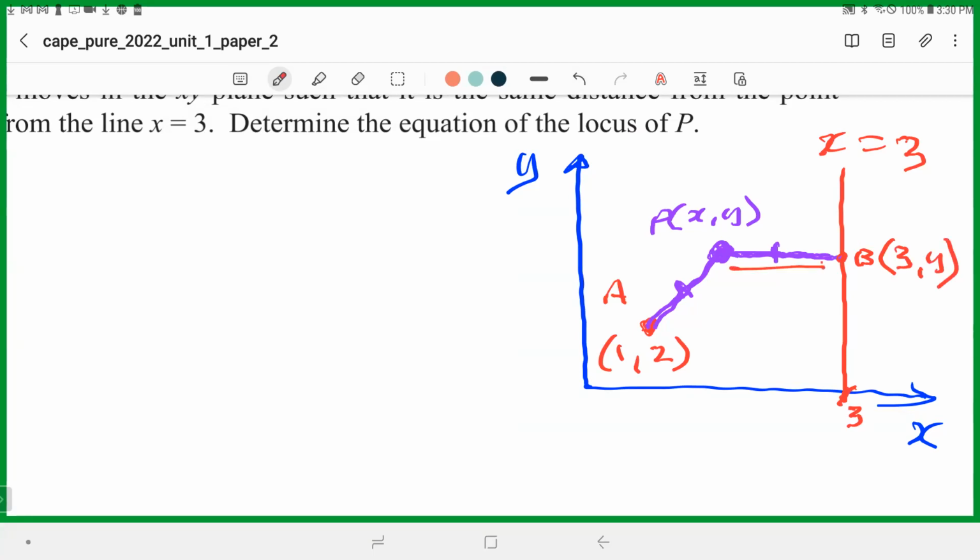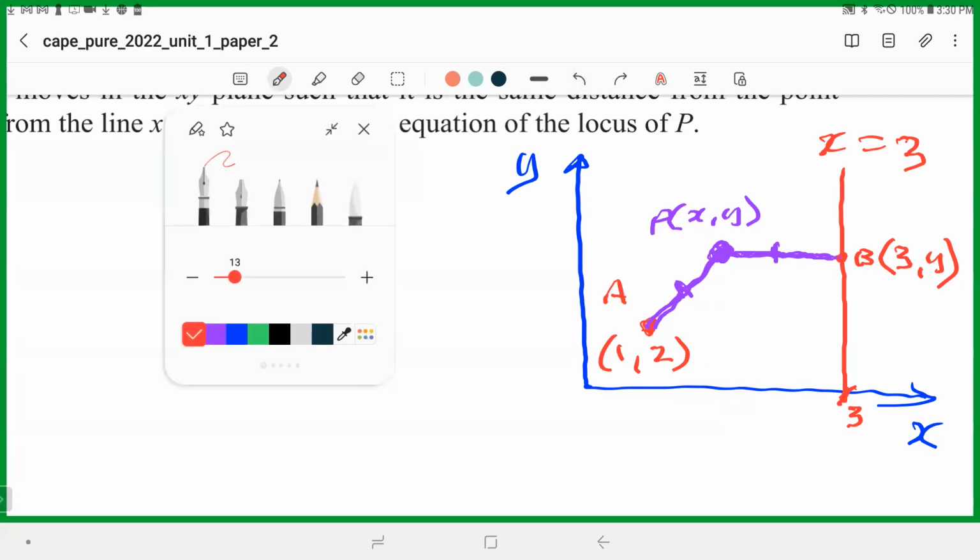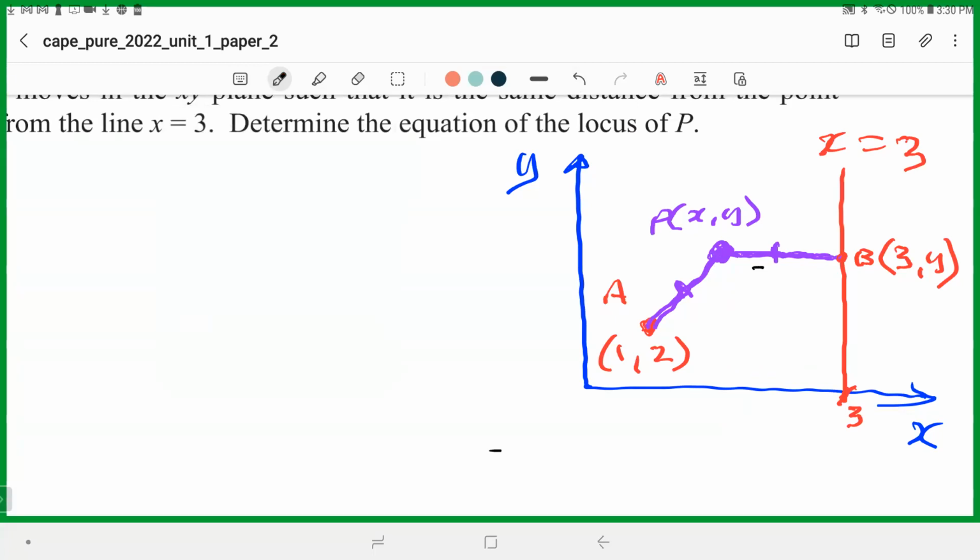And then what is this length? We're going to need that length. It becomes 3 minus X, because the X value at this point is 3, and this is X. So this length is 3 minus X. So the distance from the line is 3 minus X. I put on in green or in black: this length is 3 minus X. And then this length now, we're going to use the length of line formula on these 2 points to get it, and put it equal to 3 minus X. That's what we're going to do.